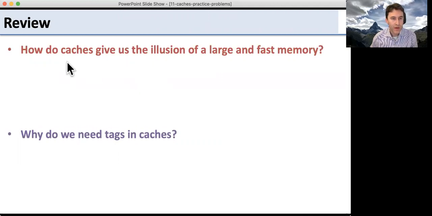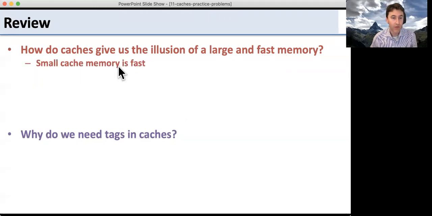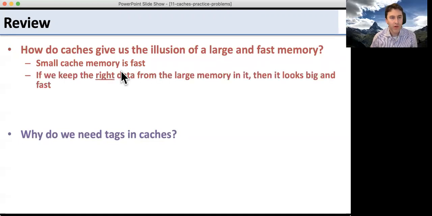All right, so how do caches give us the illusion of both a large and a fast memory? Well, we get the fast memory because caches are small, so the memory itself can be pretty quick because it's a small memory. Then we need to figure out how we make it look large. And the way we make it look large is by keeping the right data in it. So we get the right data from our large main memory, keep it in the cache, and then we have something that looks big because we have the right data and it's fast.